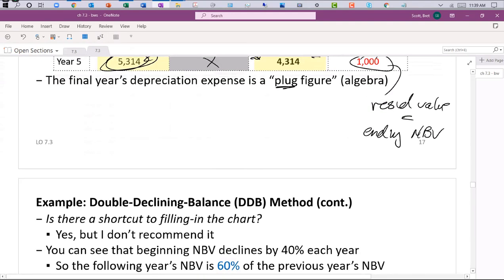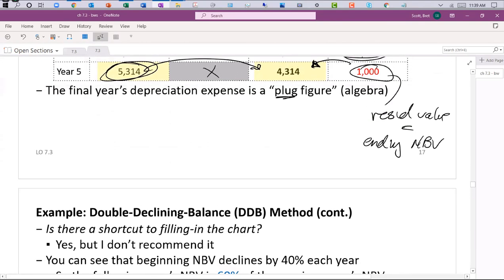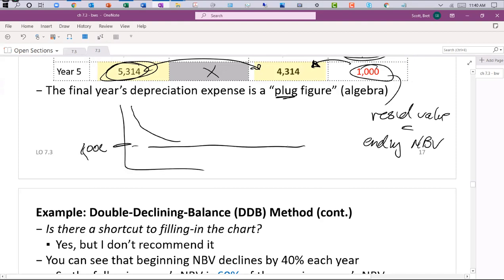If we kept multiplying by 40%, we would never actually reach 1,000. It's an asymptotic curve, which means it never quite reaches the asymptote, which is in this case $1,000. It will just keep going. You sort of think about the chart, like there's that 1,000, right? If we keep depreciating at 40%, it will never quite touch. So usually at the end of the 5th year, what we would see is a little bit of a spike upward.